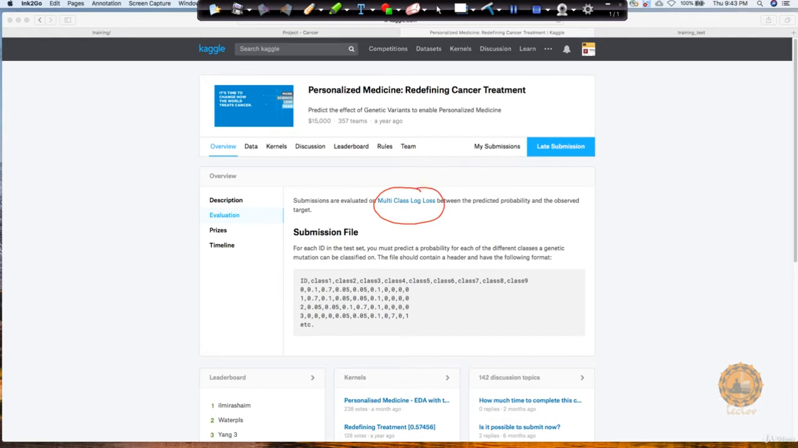Okay. Now you might have heard about various ways of evaluating a model. For example, you do have something called accuracy, right? This is a very common metric being used. You have something called AUC, area under curve, ROC. So many things are there, right? So many evaluation metrics are there for my model. But in this case, Kaggle has restricted you to multi-class log loss.